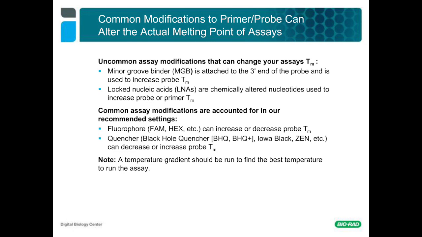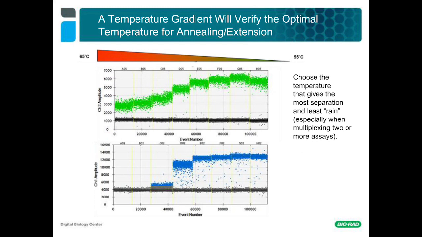Again, getting all components of your assay to a common TM, that is in the operating temperature for the polymerase, should be the goal. Next, let's go over the temperature gradients. The temperature gradient will verify the optimal anneal extend temperature for your assay.